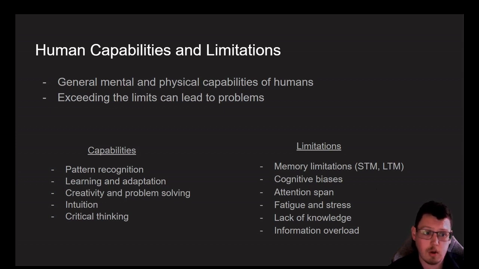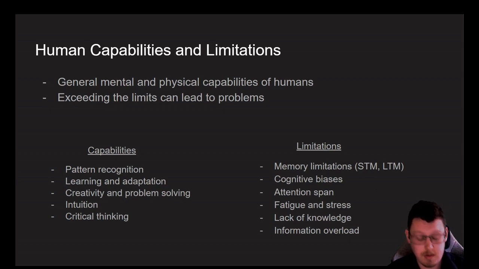And some of the limitations, we've got things like short-term and long-term memory. I gave the example before of the short authentication codes. Cognitive biases. So this comes into risk assessment. It's actually really difficult for humans to evaluate risk well.